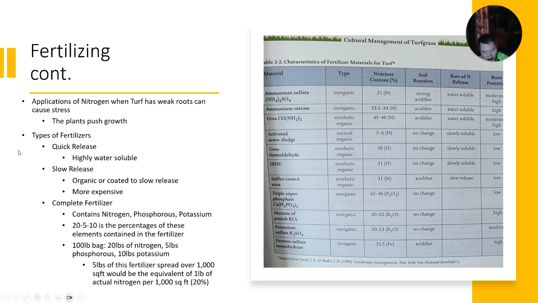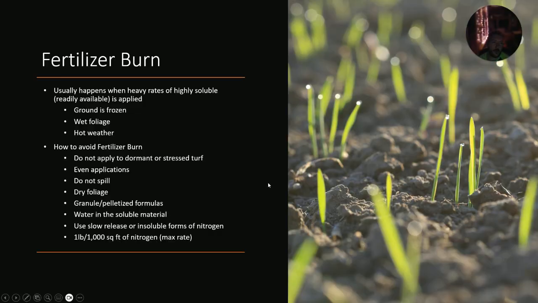Math's easy. We're going to talk about calibration and math further in this series of the Turfgrass Pest Management. So let's talk about fertilizer burn because this can happen. It usually happens when heavy rates of highly soluble fertilizer are applied, and it's due to the ground being frozen, wet foliage, or hot weather.